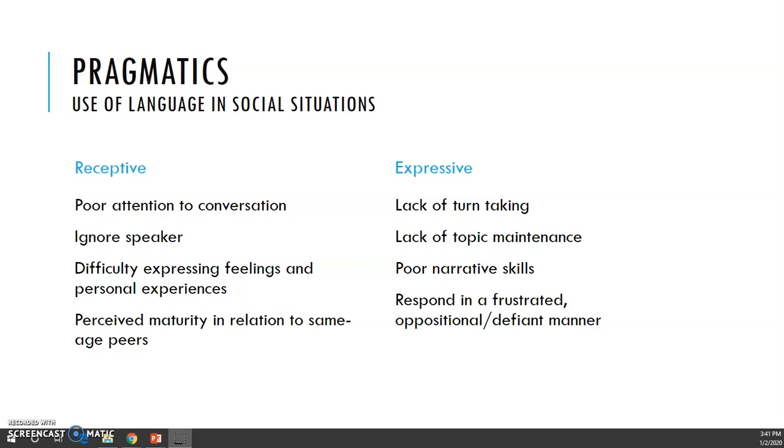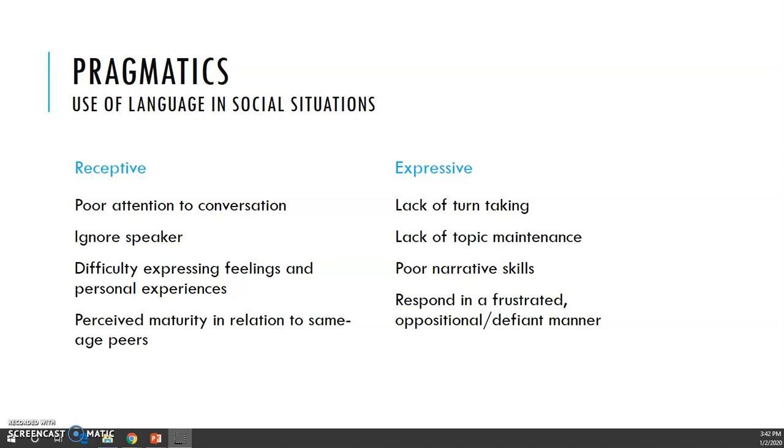On the expressive side, they could have trouble with turn taking, so it goes back to topic maintenance, or understanding that someone else needs to talk sometimes. So instead of telling a long story about yourself, maybe you need to ask a question about somebody else at the appropriate time. In terms of topic maintenance, they could talk about the same topic for too long, or switch topics too quickly. They could have poor narrative skills again, or they could respond in a frustrated, oppositional, or defiant manner.